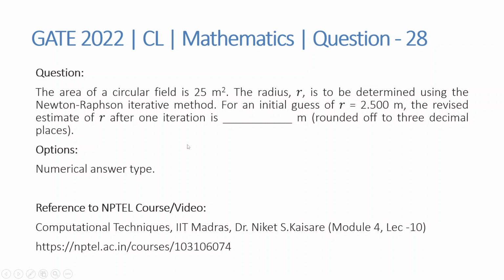So from reading the question the first time, we have an idea that we have been asked to use this Newton Raphson's iterative method to find the radius of the circle whose area is 25 meters square, and we are provided the initial guess of 2.5 meter and we have to find r after one iteration.